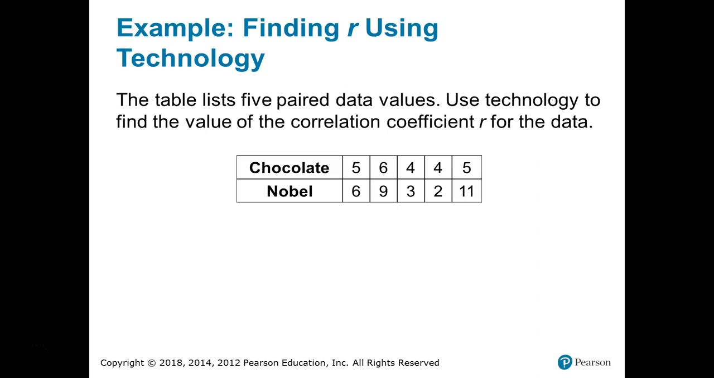Yeah, I don't know either. So chocolate consumption versus Nobel Prize. I guess it's chocolate consumed per person versus Nobel Prizes per country. I don't know. Well, we're going to roll with it. So we have 5 paired data values. Use technology to find the value of the correlation coefficient R for this data.